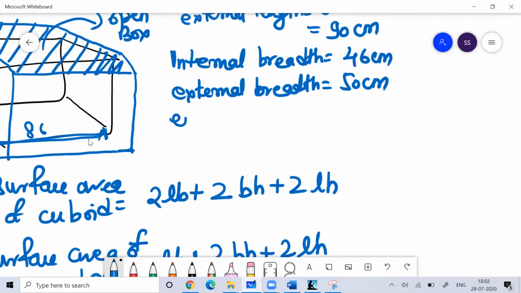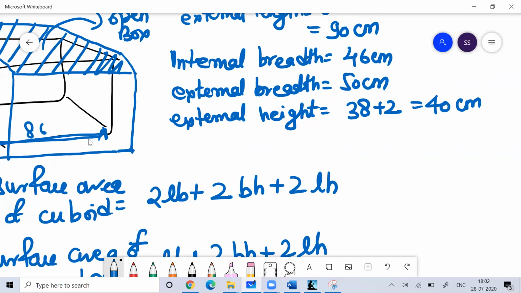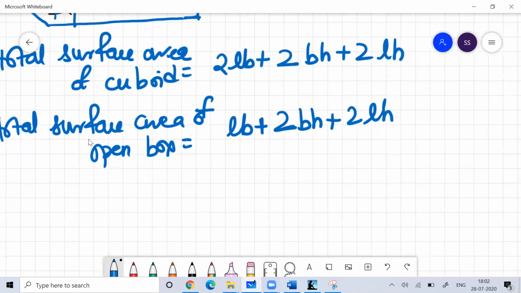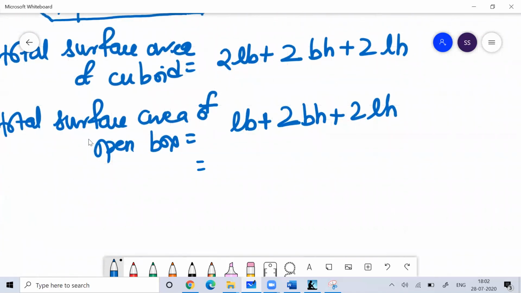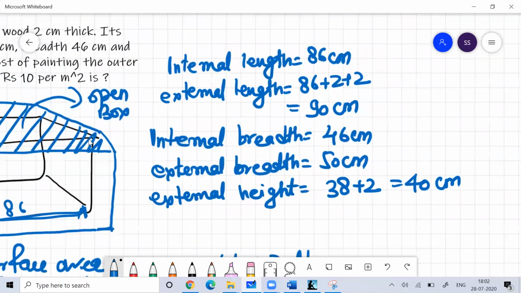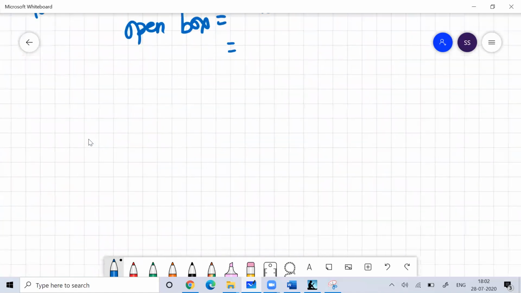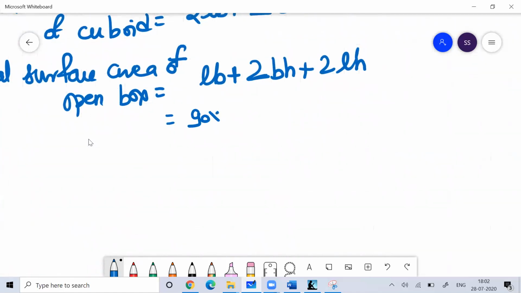So when you talk about the external height, it is 38, and the thickness would be there only at the bottom. At the top there won't be any thickness because it is an open box, so it is not covered. Then you can find the total surface area of the open box. The dimensions are 90, 50 and 40. So 90 into 50 plus 2 into 50 into 40 plus 2 into 90 into 40.